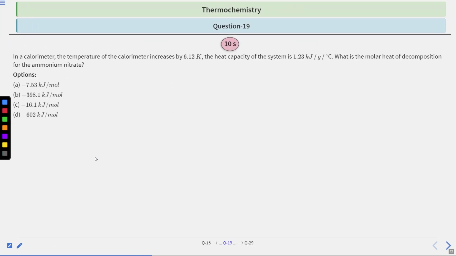Moving to question number 19. In a calorimeter, the temperature of the calorimeter increases by 6.12 Kelvin. The heat capacity of the system is 1.23 kilojoule per gram per degree Celsius. What is the molar heat of decomposition for ammonium nitrate? Options are minus 7.53 kilojoule per mole, minus 398.1 kilojoule per mole, minus 16.1 kilojoule per mole, or minus 602 kilojoule per mole. You have 10 seconds to solve this question. After that, we will see the answer.